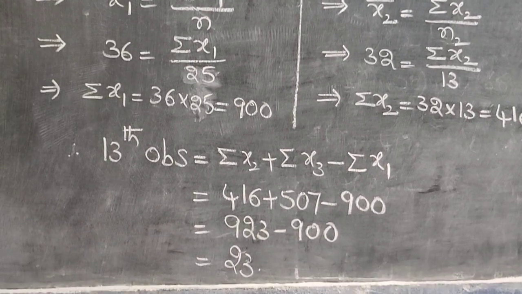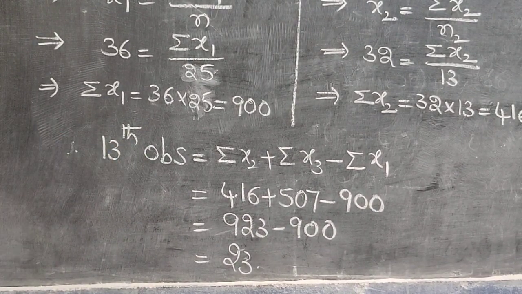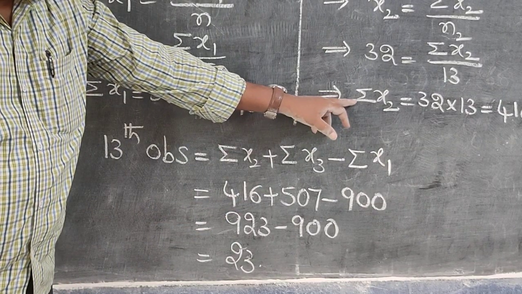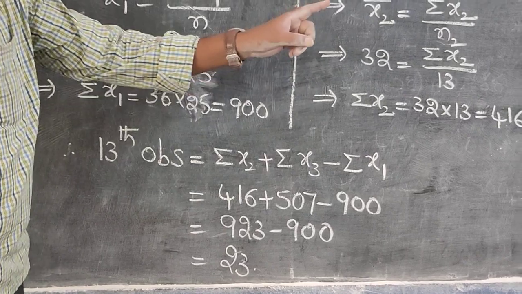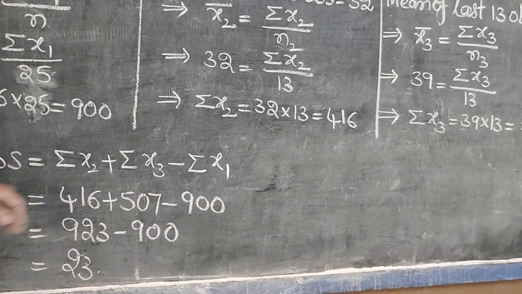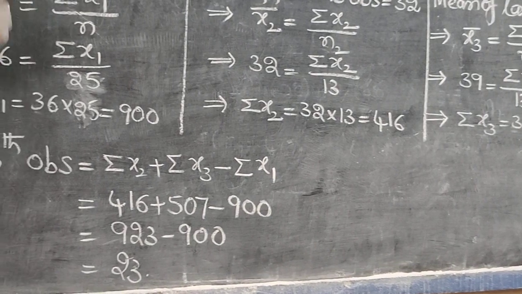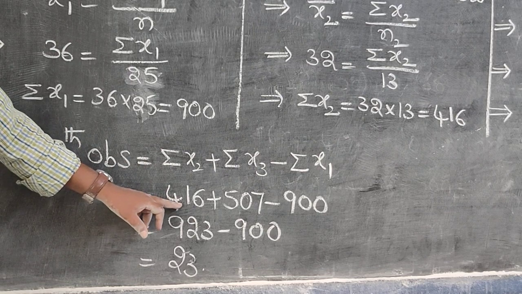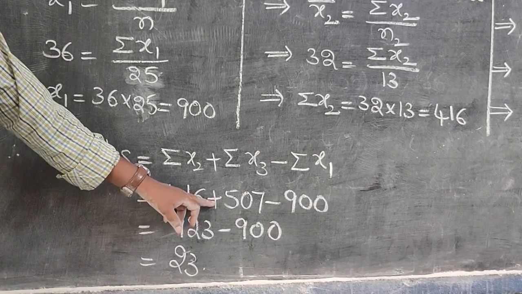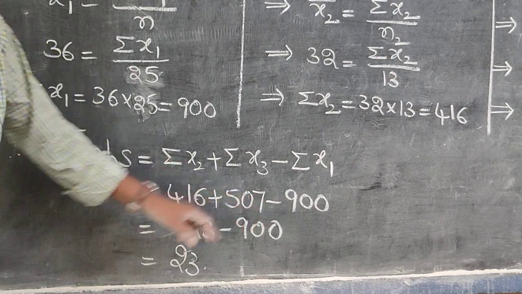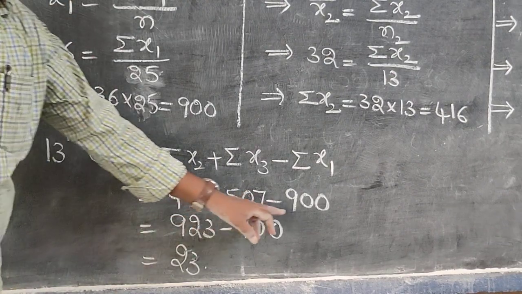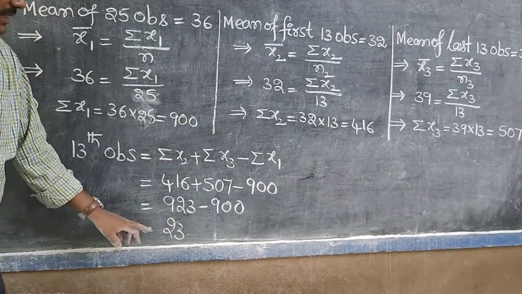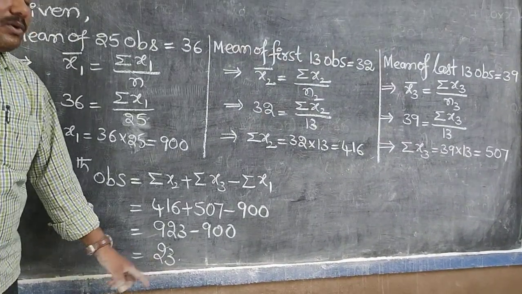The 13th observation. Therefore, the 13th observation equal to the sum of the first 13 observations plus the sum of the last 13 observations minus the sum of the total, that is 25 observations. Then the sum of the first 13 observations equal to 416 plus the sum of the last 13 observations equal to 507 minus the total of 25 observations equal to 900. These two summation values give 923 minus 900. Then the 13th observation equal to 23.